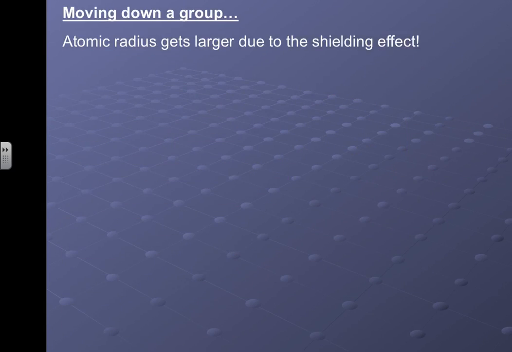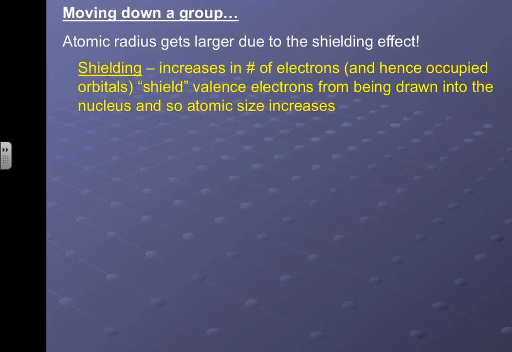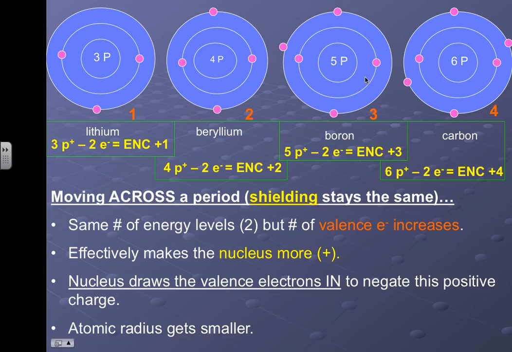Okay, so this is our slide for shielding. Moving down a group, atomic radius gets larger due to shielding. So what is shielding? By definition, it is related to increases in any electrons, hence occupied orbitals. So if you think about a Bohr model with just the circular orbits, which in fact on the previous slide, these right here, are Bohr models with just these circular orbits.